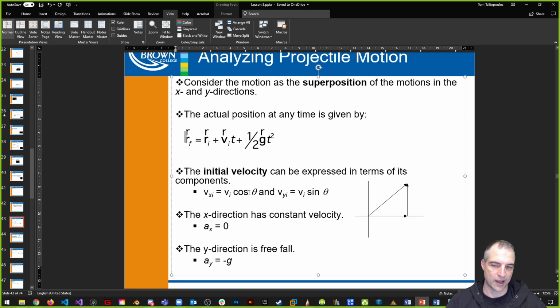The initial velocity can be expressed in terms of its components. Vxi is equal to Vi cos theta, and Vyi is equal to Vi sine theta. We can break it down. And then the x direction has a constant velocity, right? Ax, the acceleration on the x-axis, is 0. Whereas the y direction is in free fall at all times, where ay is equal to negative g.